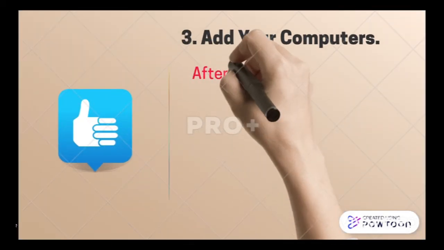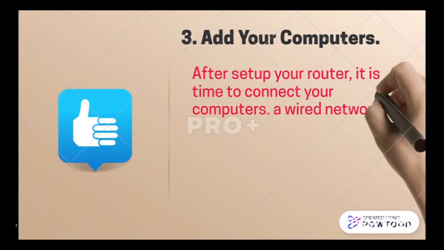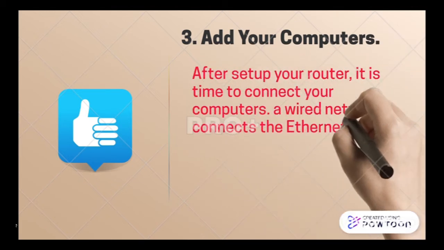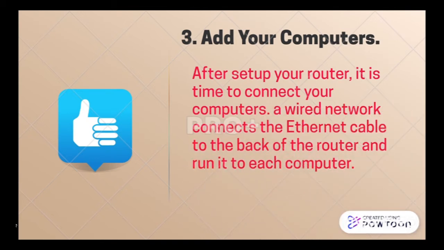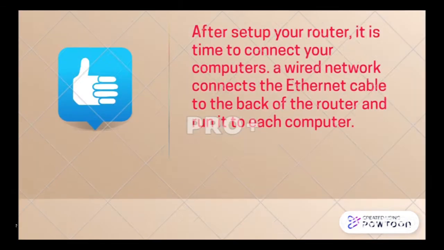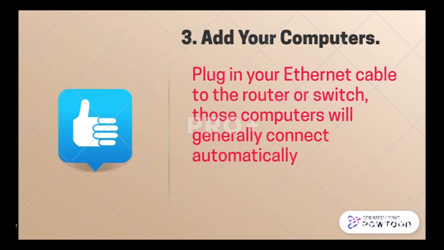The third step, add your computers. After setting up your router, it is time to connect your computers. For a wired network, connect the Ethernet cable to the back of the router and run it to each computer. Plug your Ethernet cable into the router or switch. Those computers will generally connect automatically.